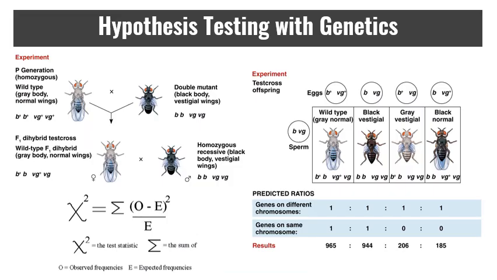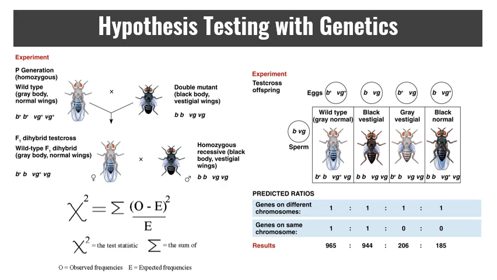When you actually look at the crosses and you look at the capability, this is where that chi-square is going to come in. If you have a hypothesis of relationship, for example, is the gene linked or not, we would have predicted ratios. So in this example, if the genes were on different chromosomes, we would expect a 1 to 1 to 1 to 1.